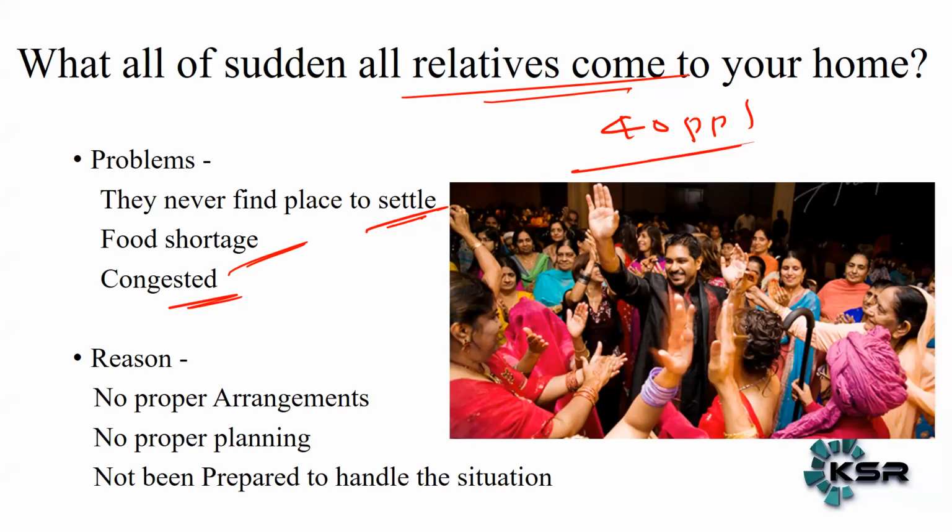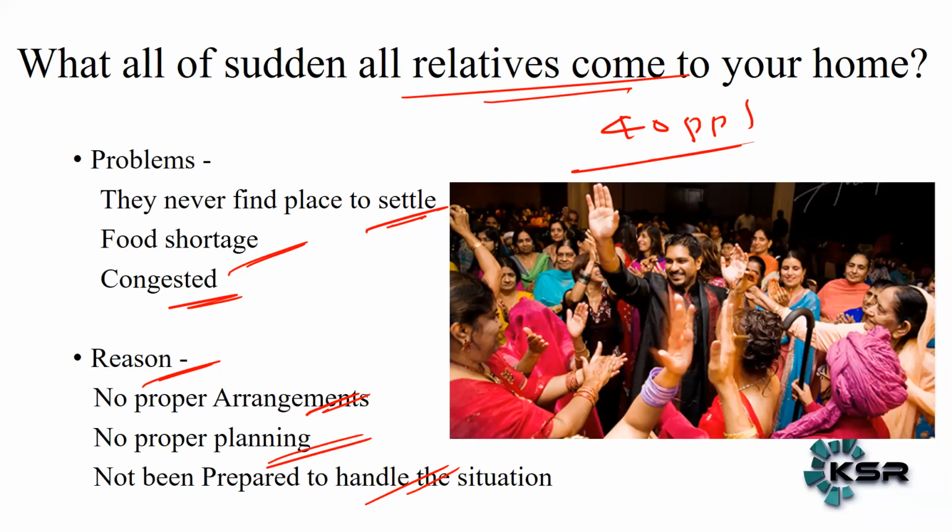Then I went looking for the reasons. No proper planning. We did not plan properly. We invited everyone together, right? And we were not prepared to handle this situation because in recent times, we did not get that many people to our house. So we were not able to prepare what they need, and there were no proper arrangements. All these were the reasons.